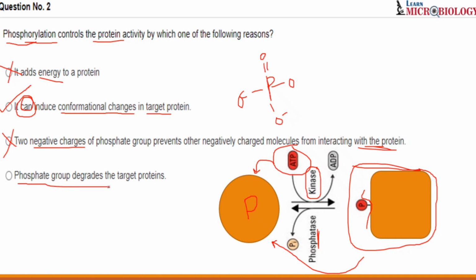Moving to the next, the phosphate group degrades the target protein. See, a phosphate group either activates or inactivates the protein but doesn't degrade it. We have another group of protein, the ubiquitin protein, which is phosphorylated for degradation of the target protein, but this is not a ubiquitin protein. So this option again will be wrong. So we have got our correct option, that is option number 2, that phosphorylation can induce a conformational change in the target protein. So I hope you have got the answer correct.